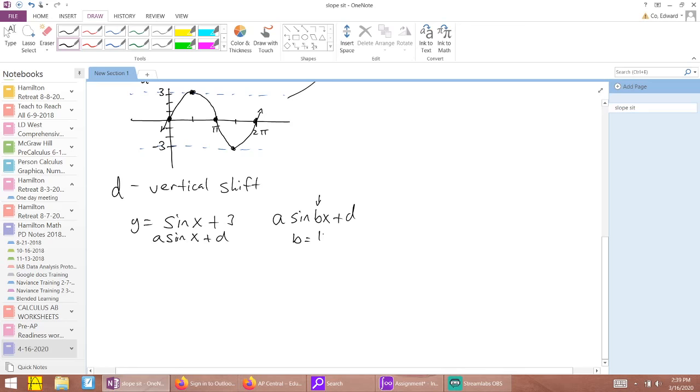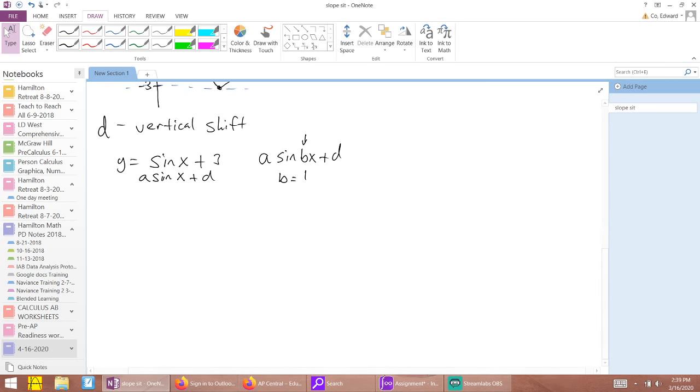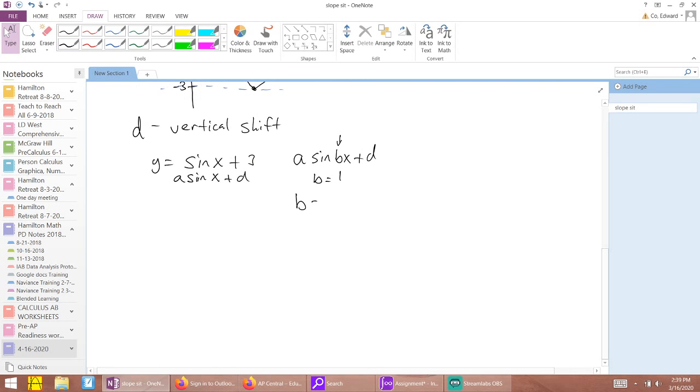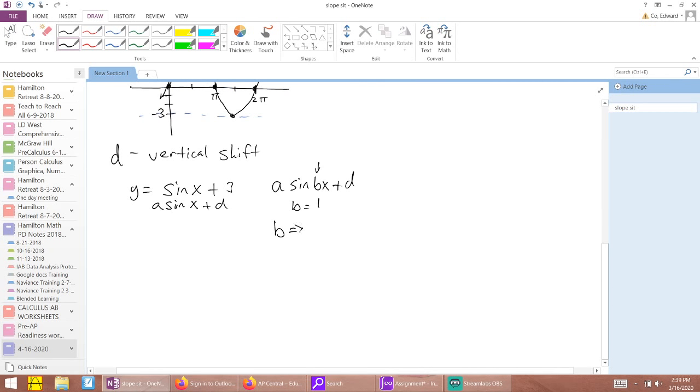And the b value helps us find our period. No, b isn't the period, it helps us find our period. Because b gets plugged into the equation 2 pi over b.